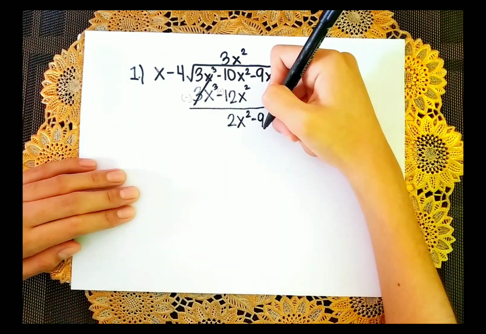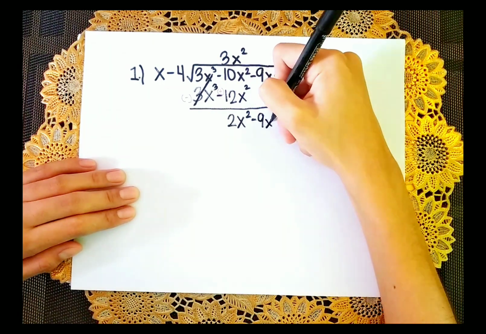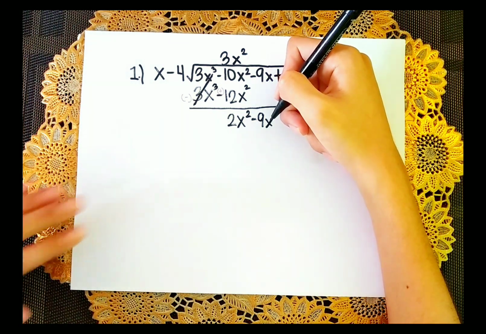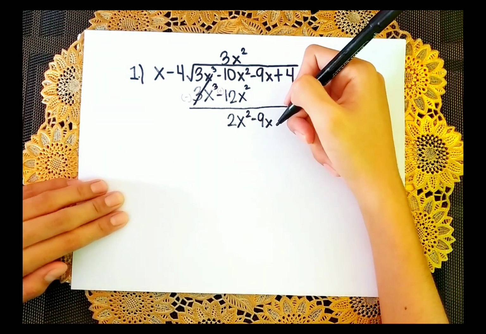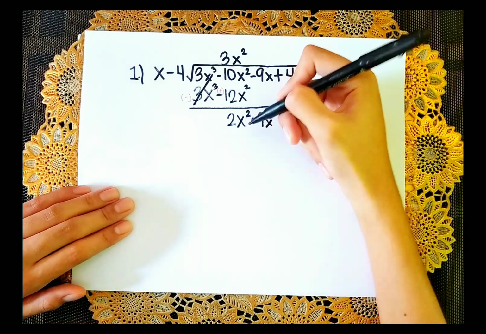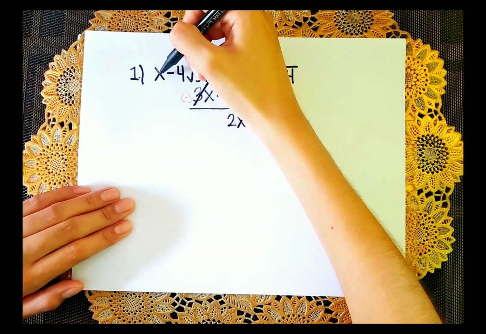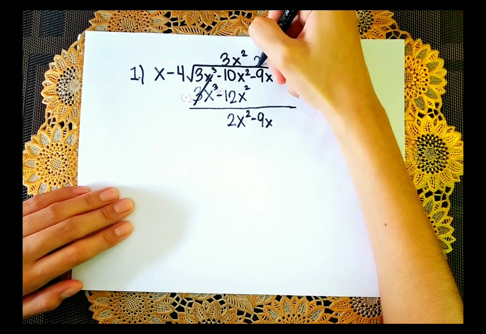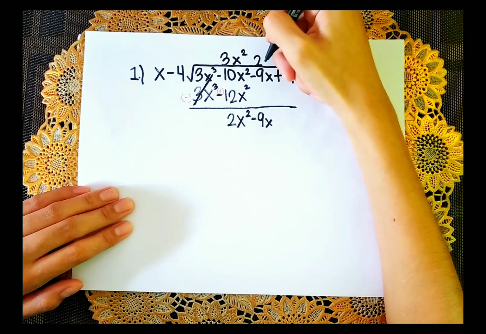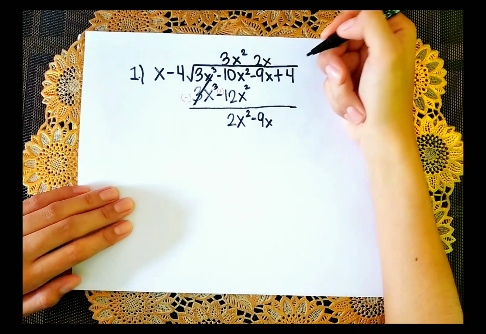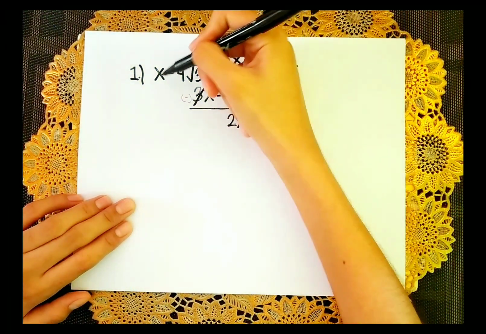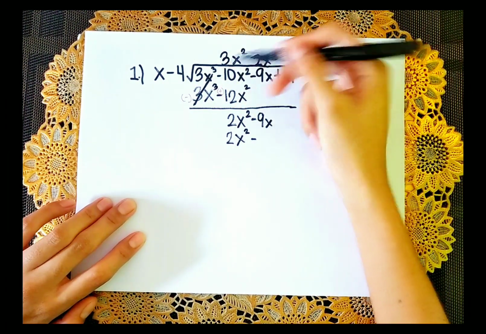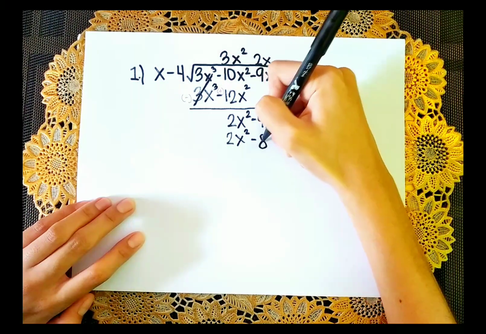After bringing down that term, step 5 says repeat. So it means we will go back to the first step: divide, multiply, subtract, bring down, and repeat again. We have to divide the first term, 2x squared, by the first term of our binomial, x. 2x squared divided by x, you will have 2x. After dividing, multiply the quotient times the binomial. So 2x times x will give us 2x squared, and then 2x times negative 4 will give us negative 8x.